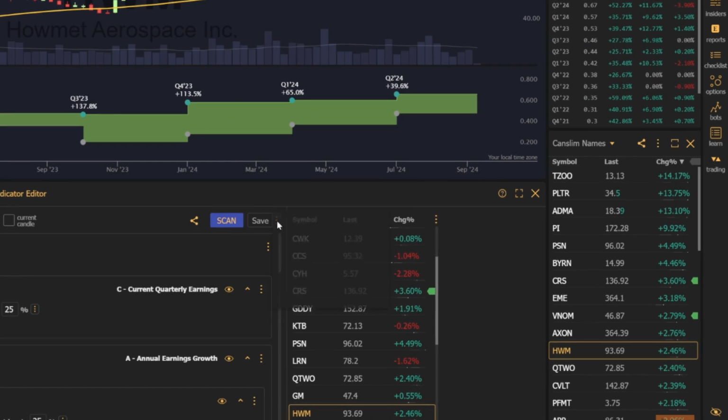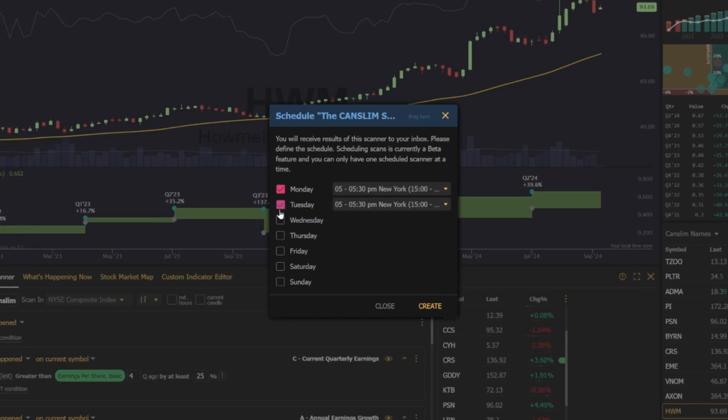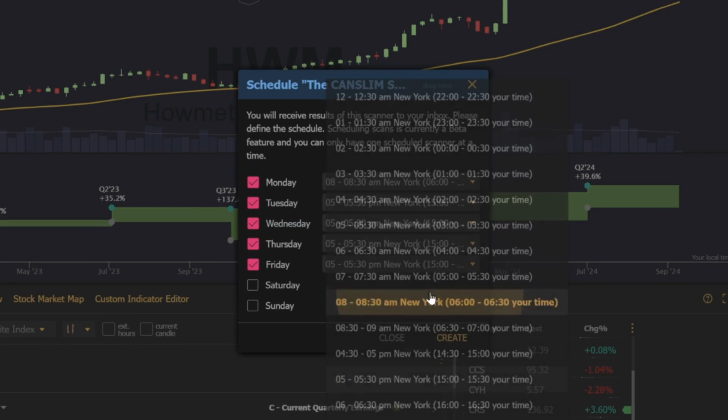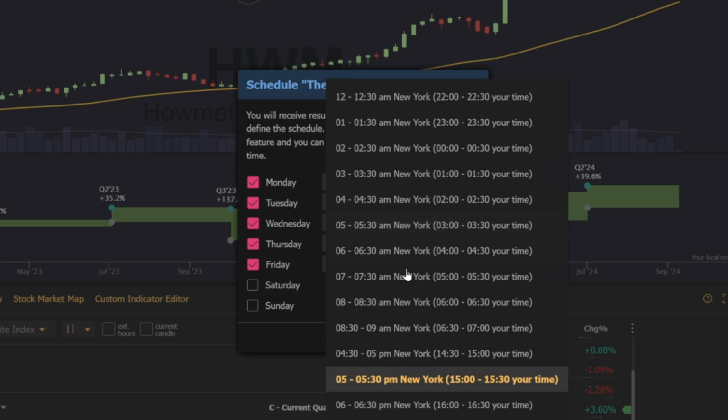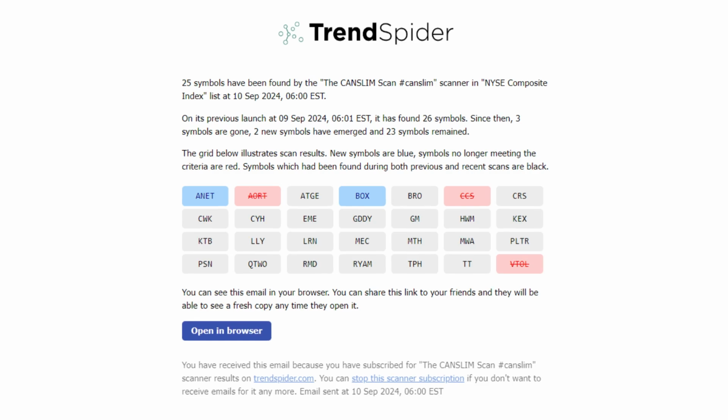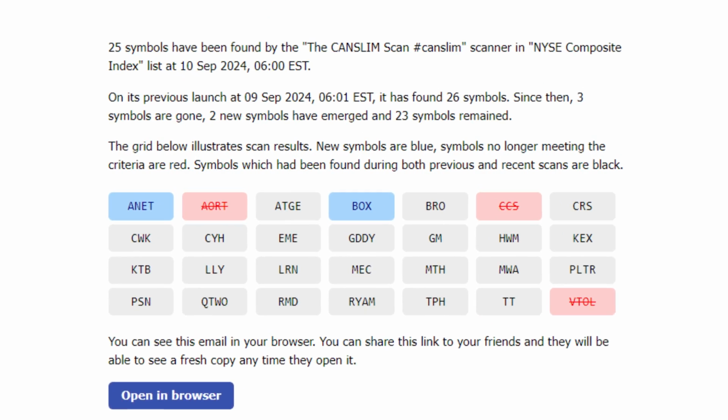To keep up with the latest CANSLIM names, you can employ scheduled scanning. By scheduling the CANSLIM Scan to run automatically, you can have its results delivered straight to your inbox, ensuring that you're always up to date on CANSLIM names without needing to manually scan the market for them every day.